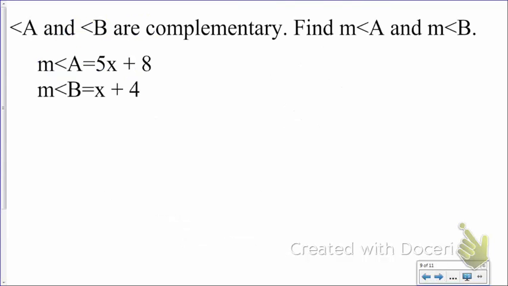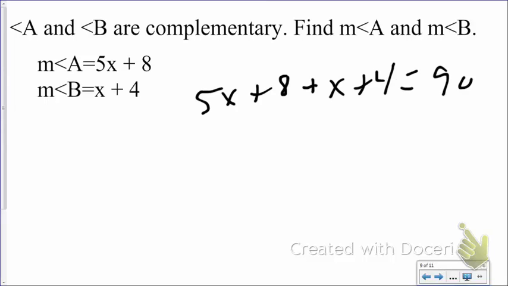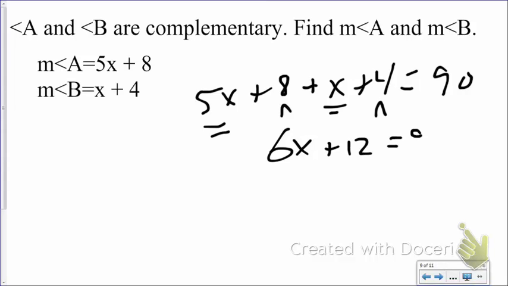Okay, here's a problem with complementary angles. Find the measure of angle A and the measure of angle B. So remember, the definition of complementary means that they add to 90. So 5x plus 8 plus x plus 4 equals 90. If I put the like terms together, because the 5x and the x are on the same side of the equal sign, I get 6x, and then the 8 and the 4, I get plus 12 equals 90.